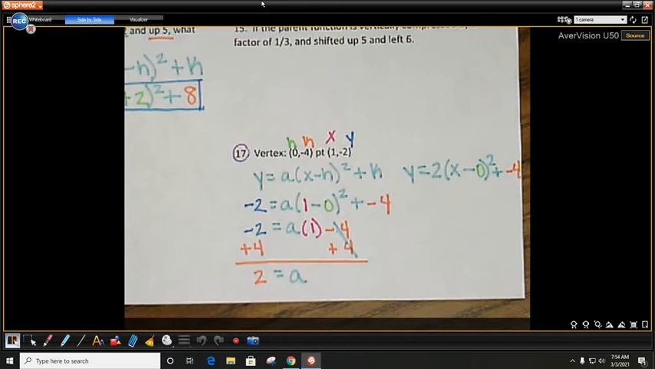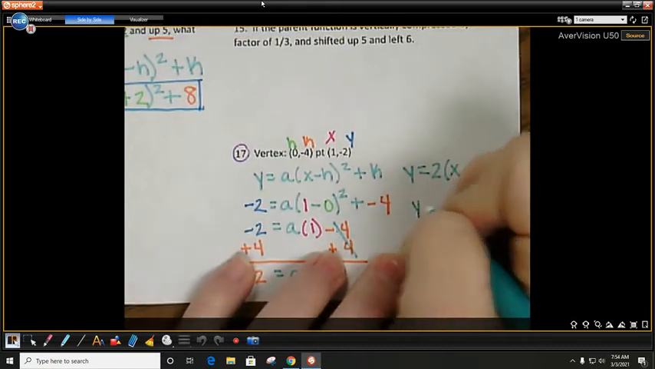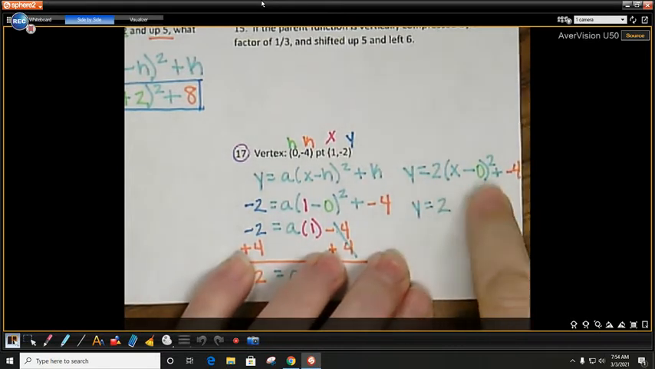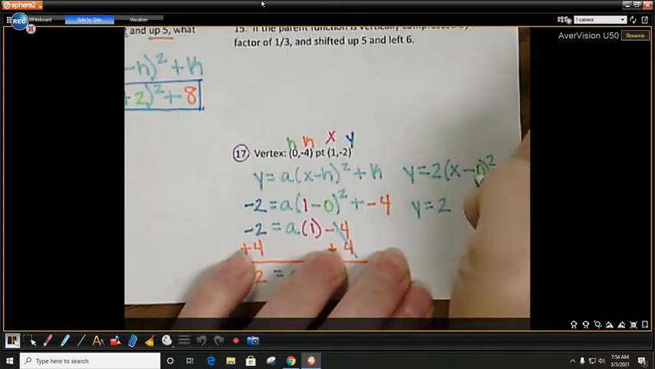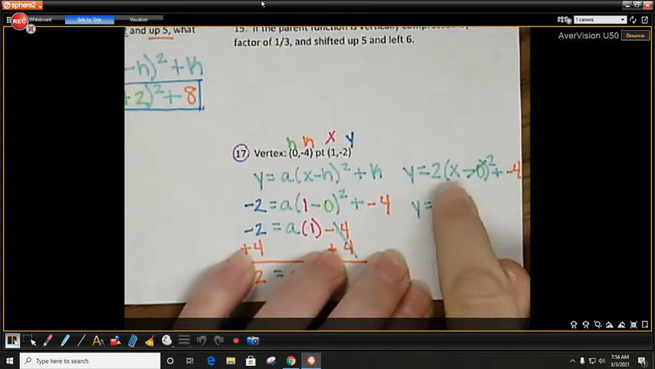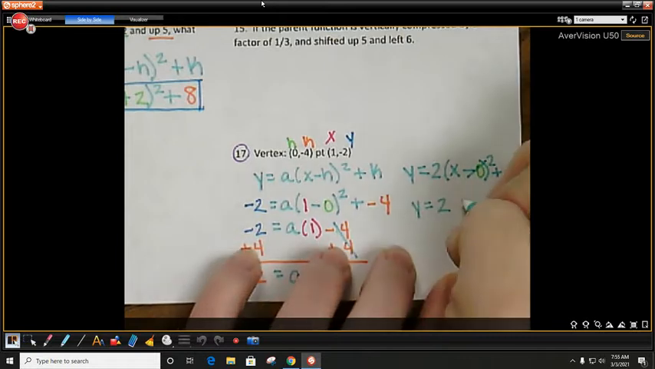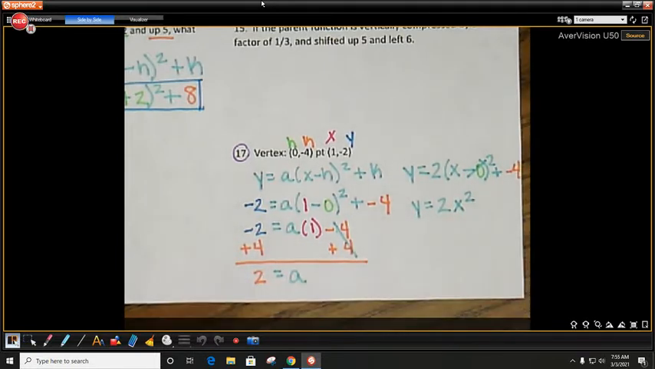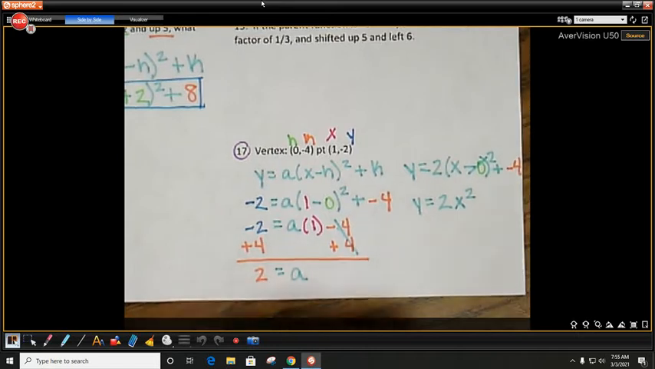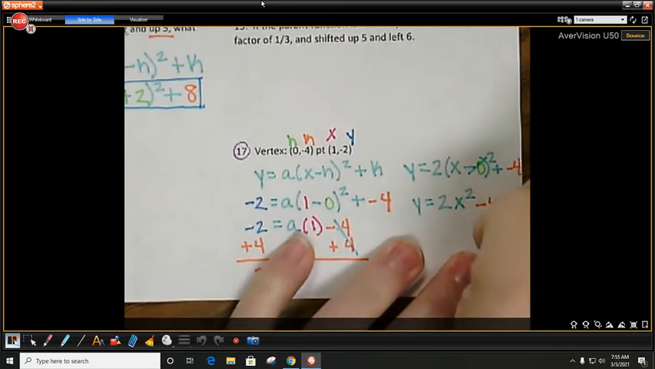Now, we can simplify this a little bit. So let's do y equals 2. Do you need to include a minus 0? You don't. If there's no number in the parentheses with x, you don't need the parentheses. So it's just going to be y equals 2x squared. And then again, my positive negative 4 just becomes minus 4.